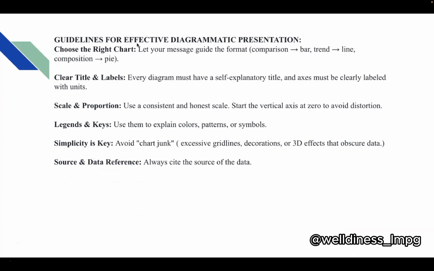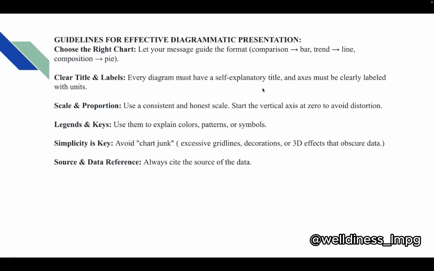So now, if you remember, I told you we were going to go to guidelines for constructing diagrammatic presentation. Initially we looked at the general one. So now let's look at the guidelines for effective diagrammatic presentation. So choose the right chart. Let your message guide the format. You should use bar for comparison, you should use line for trend, and you should use pie chart for composition. Now, you should have clear title and labels.